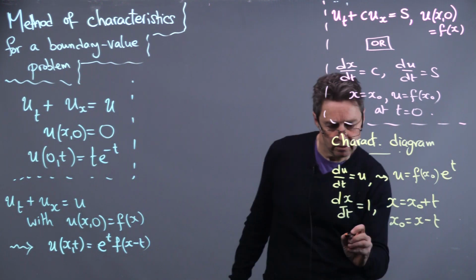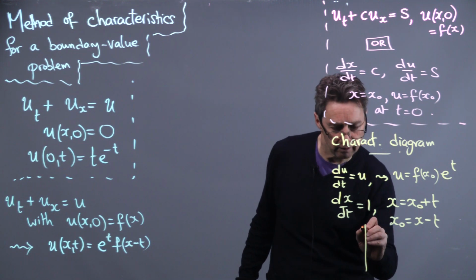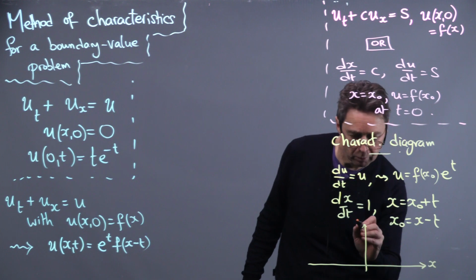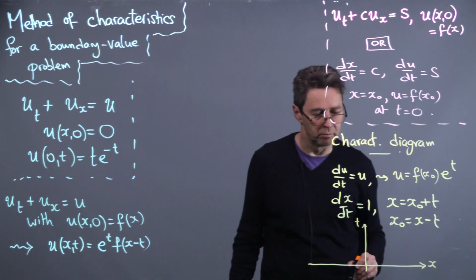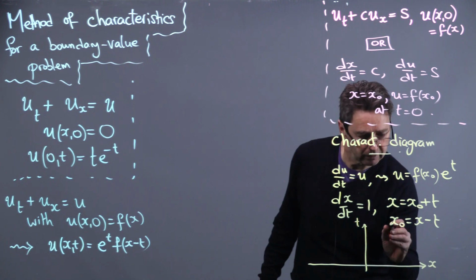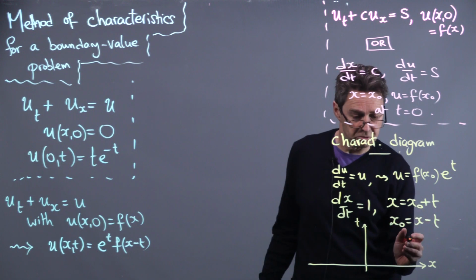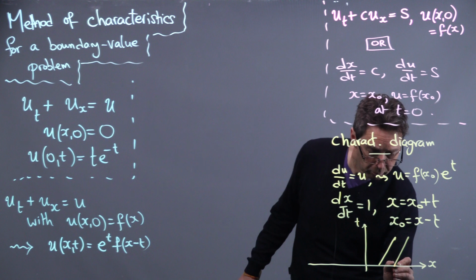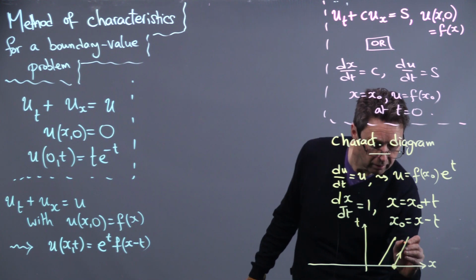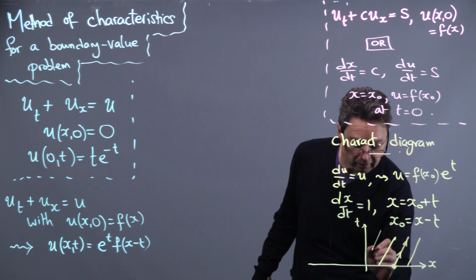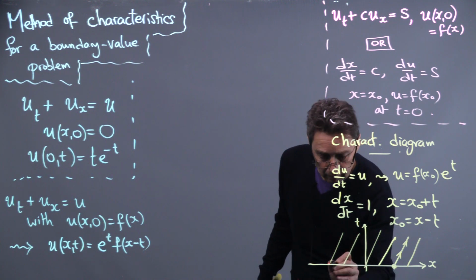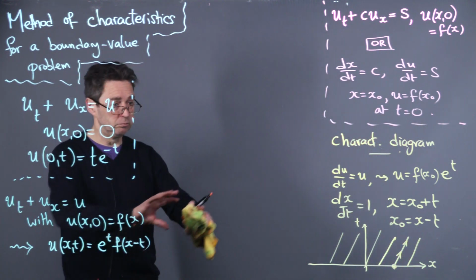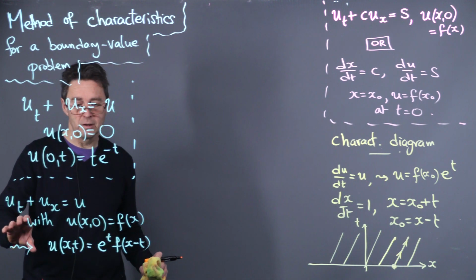Now, just continuing with the characteristics diagram, what that says is that if I plot the space-time plane, then my characteristics here are all straight lines. x is x0 plus t. So I pick an x0, and there's my characteristic, and they all look like this. So that's what we have if we're dealing with the infinite line.